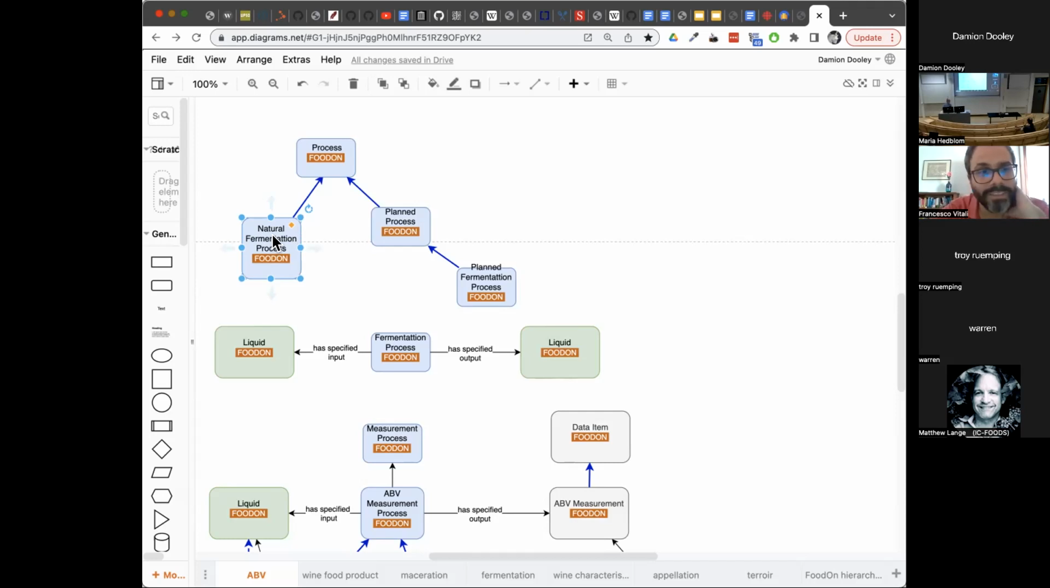Yes, that would be one case of planned process in which you are deliberately choosing to not have an inoculum. But I don't think the whole process is planned, I think.